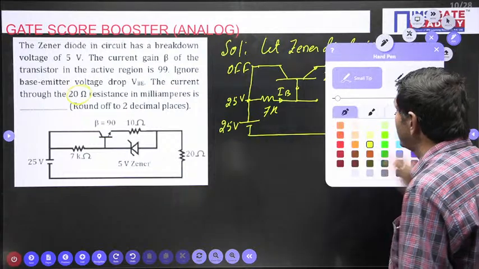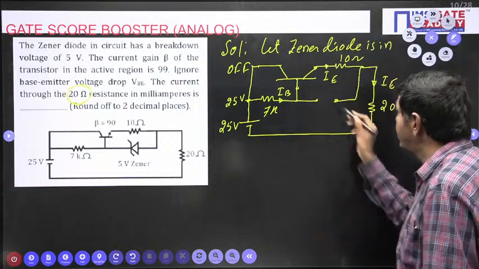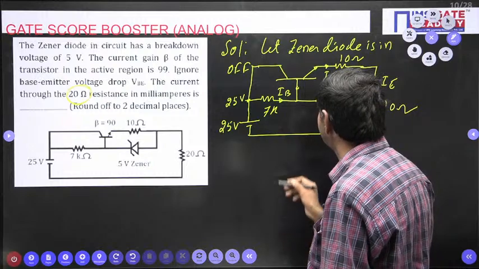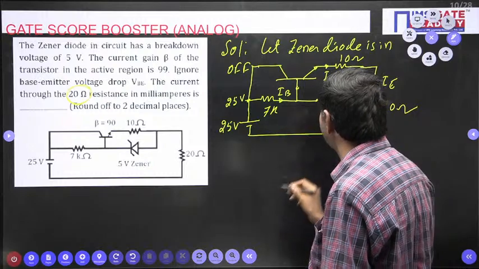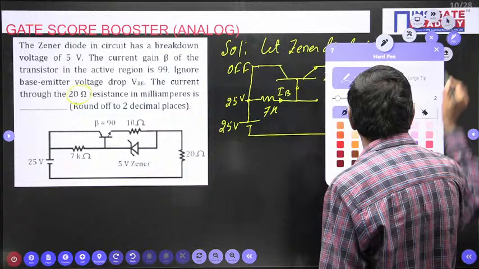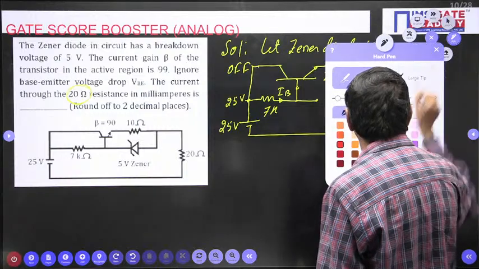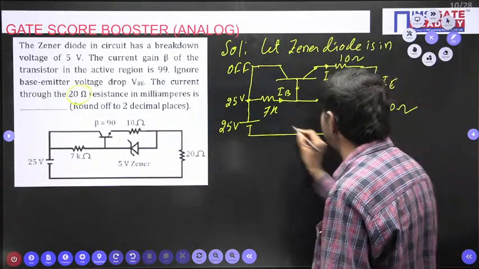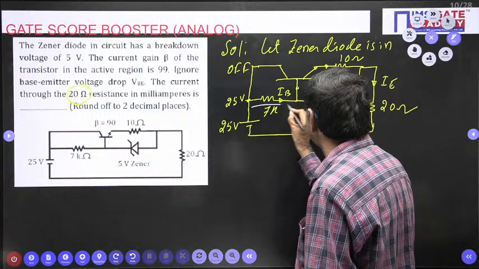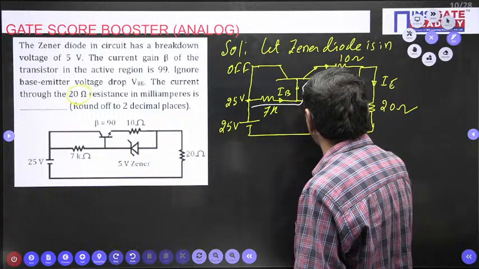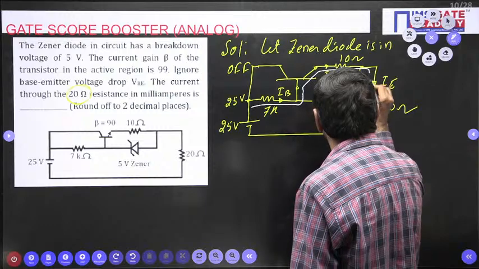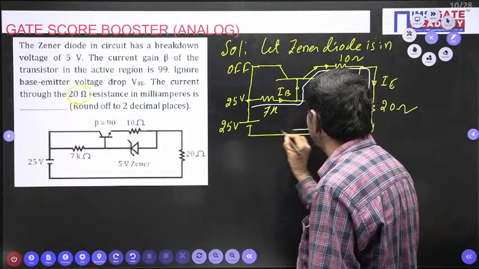Here I want to calculate the base current at first. Once I know the base current, I can determine the rest. I just want to apply KVL in this path. This side I can go.